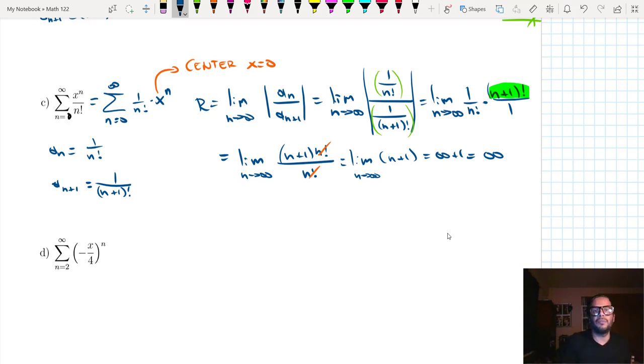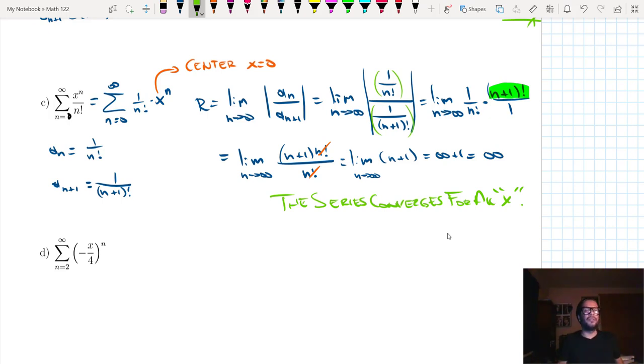So what do we conclude here? We conclude that the series converges for all x. That is, we can plug in any number into this series and it is guaranteed to converge.